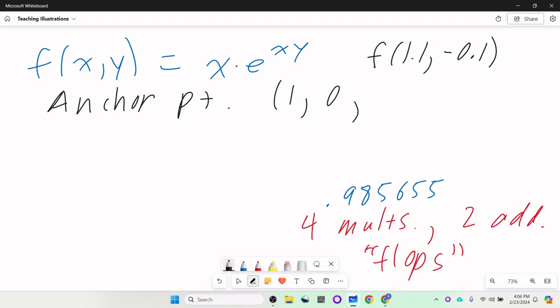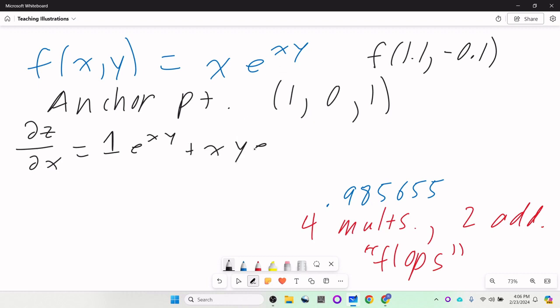And what would the z value be here? If I plug in 1 for x and 0 for y, I get 1. So that's my anchor point. So let's do the derivatives. Del z over del x here would be, okay, this is a product rule problem, 1 e to the xy plus x, and then derivative of this would be y e to the xy. Then we'll plug in 1, 0, 1. Again, there's no z in here, so we don't really need the last 1.